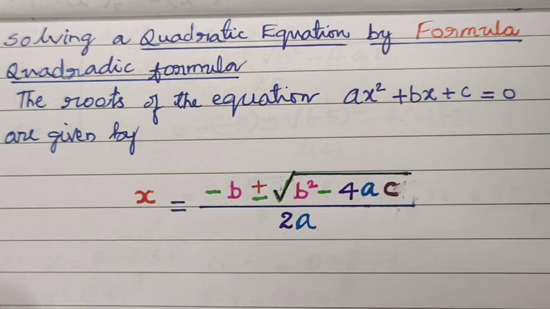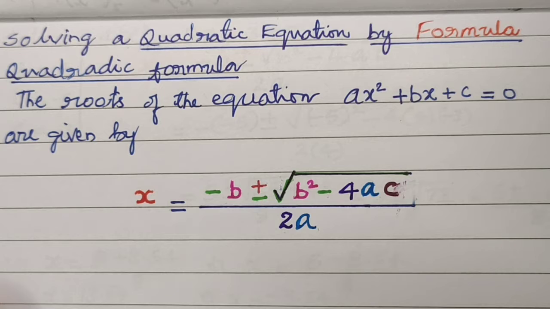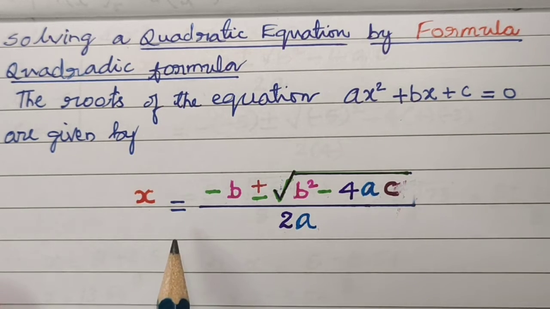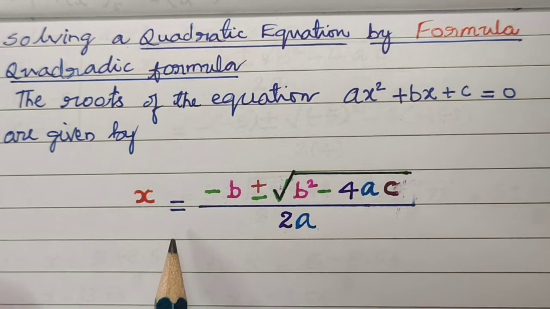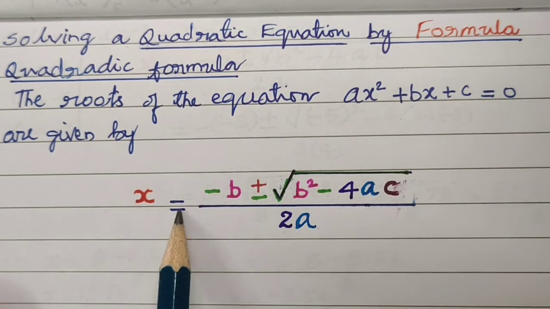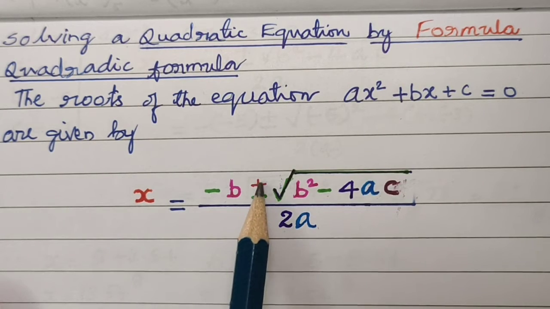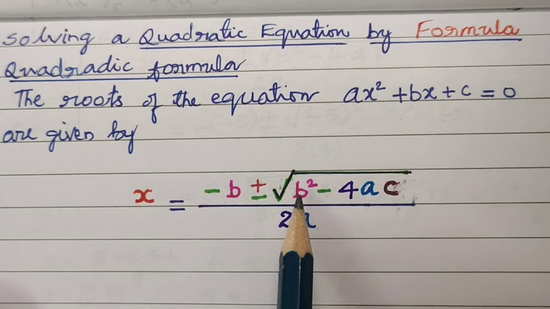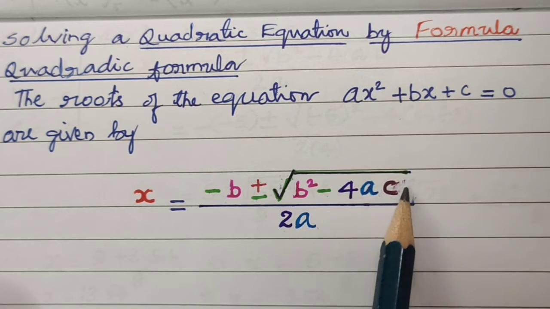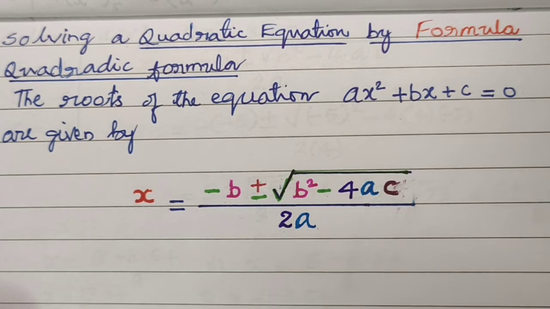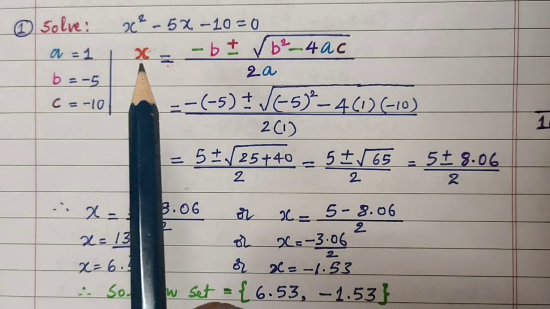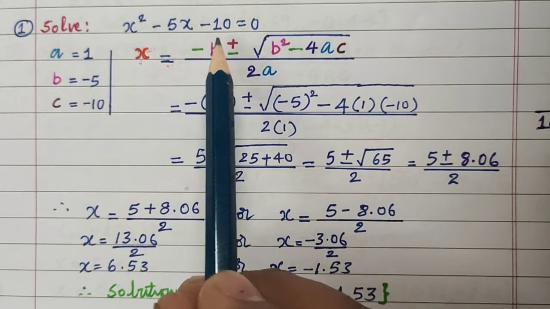Keep writing this formula all the time whenever you solve a problem, because wherever a quadratic equation comes where you cannot find the roots by factorization, by using this formula you can find out the roots of the quadratic equation. x is equal to minus b plus or minus square root of b square minus 4ac divided by 2a. Solve x square minus 5x minus 10 is equal to 0.